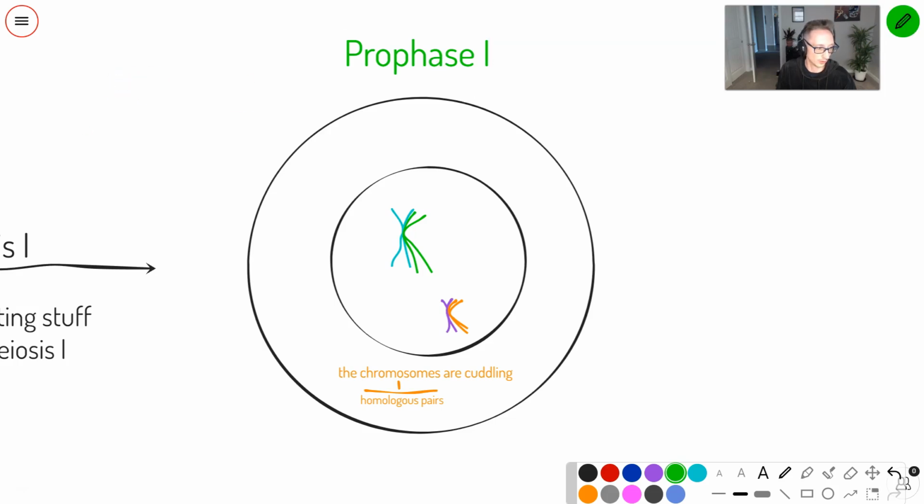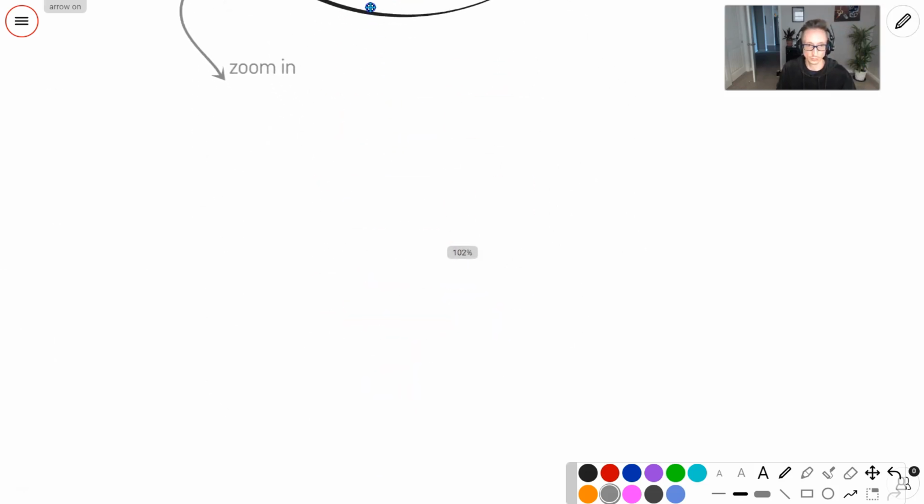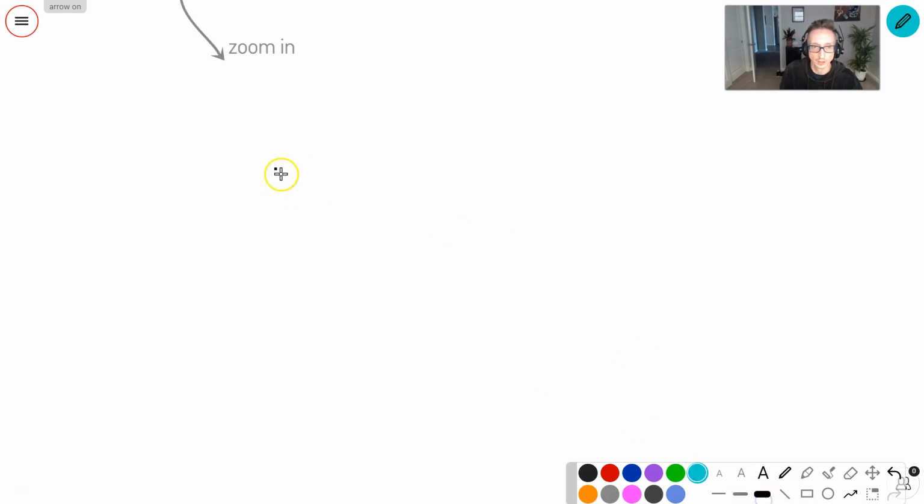And I'm going to do a little zoom in of this. Zoom in. Okay? We're going to look at these chromosomes. So let's redraw our blue guy, and we'll draw them nice and big.